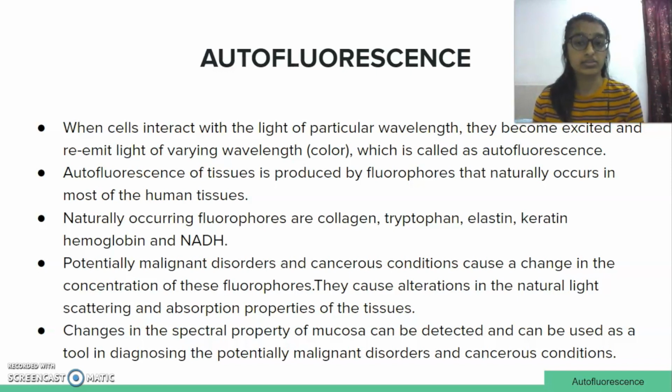Potentially malignant disorders and cancerous conditions cause a change in the concentration of these fluorophores. They cause alteration in the natural light scattering and absorption properties of the tissue. Changes in the spectral property of mucosa can be detected and can be used as a tool in diagnosing potentially malignant disorders and cancerous conditions.